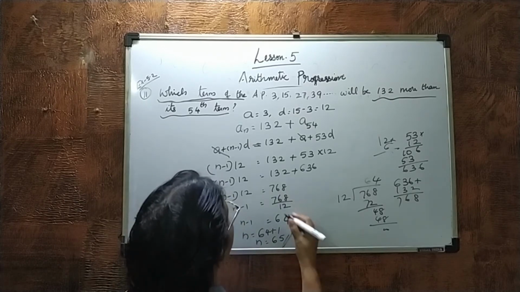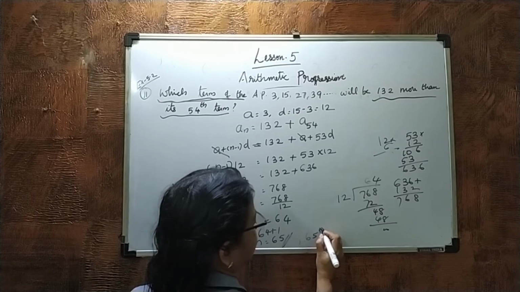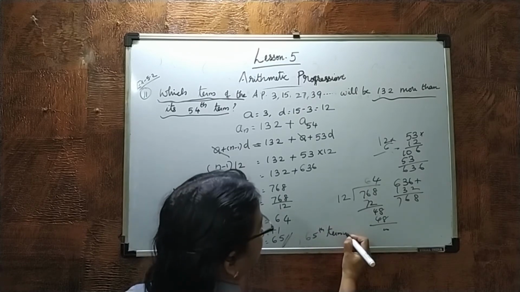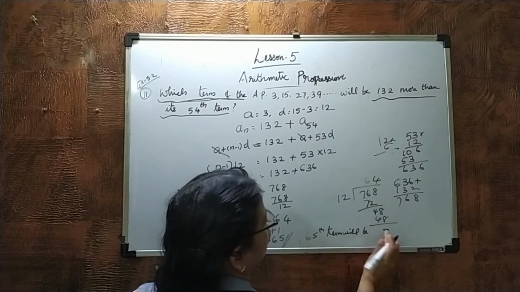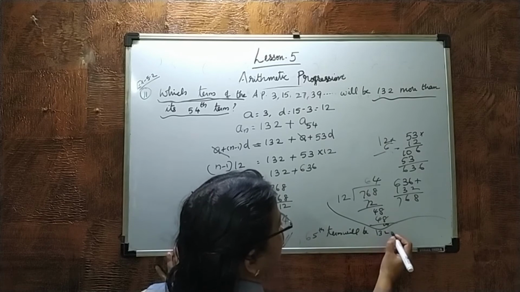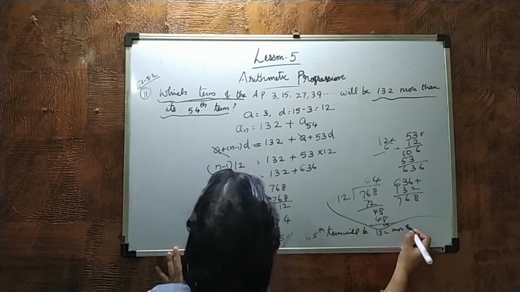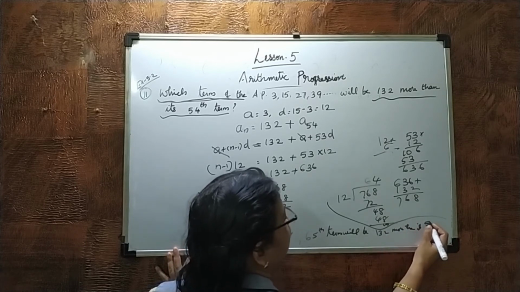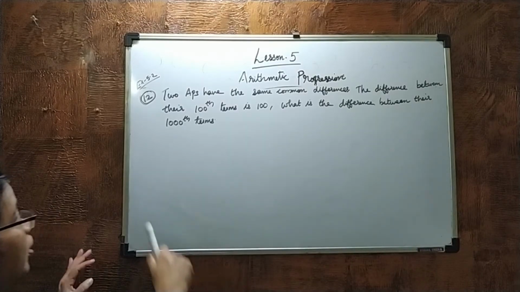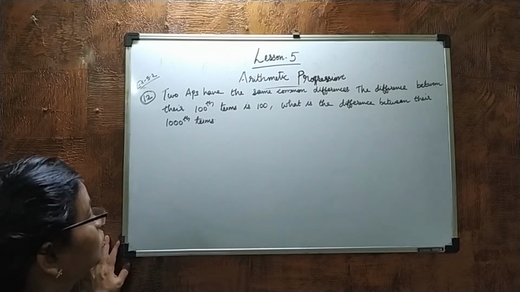After that, what you have to write? 65th term will be 132 more than its 54th term. Okay. Now exercise number 5.2, 12th question.